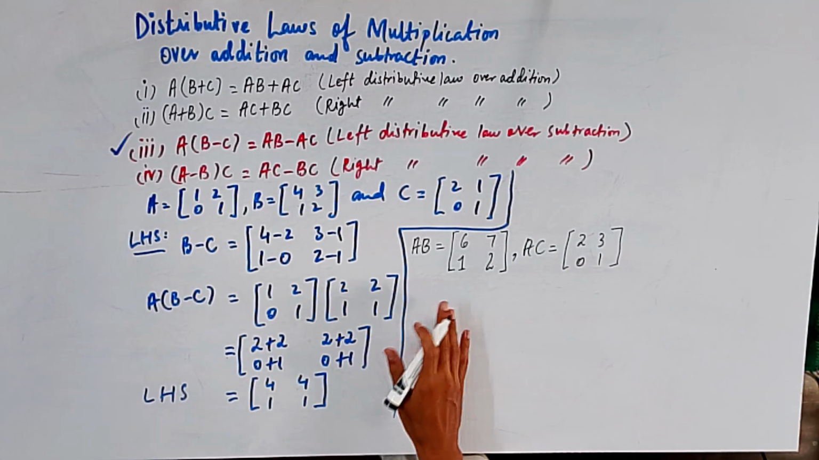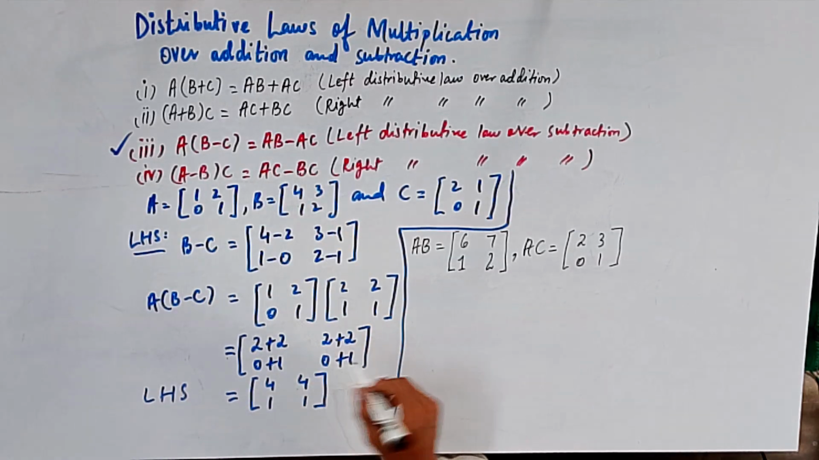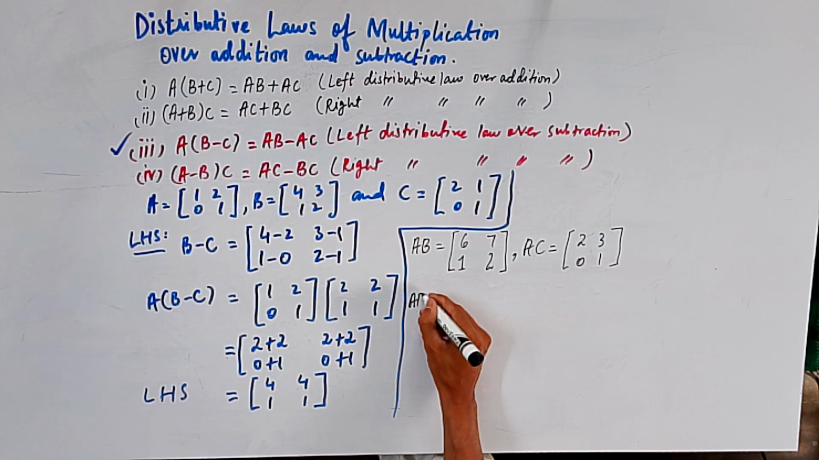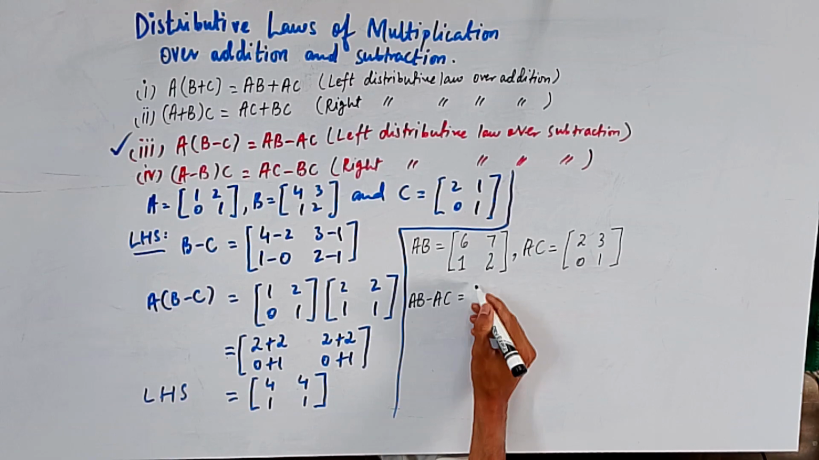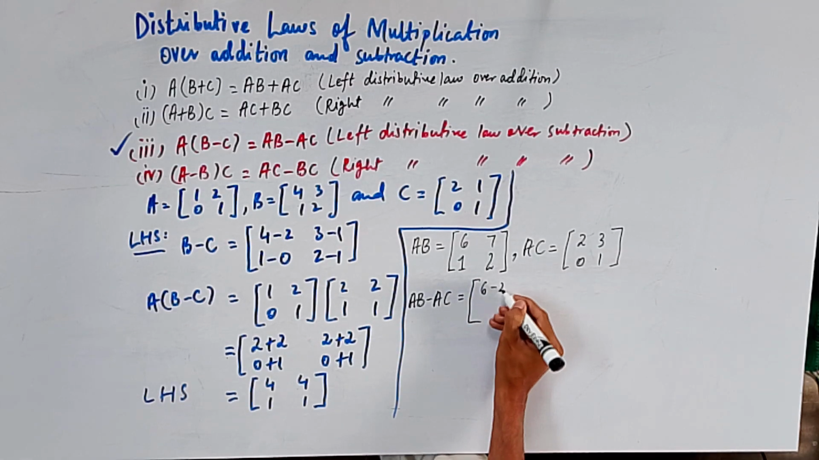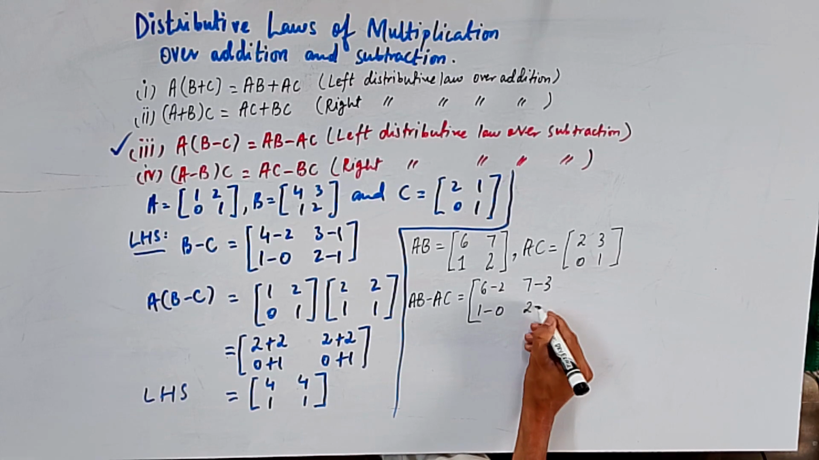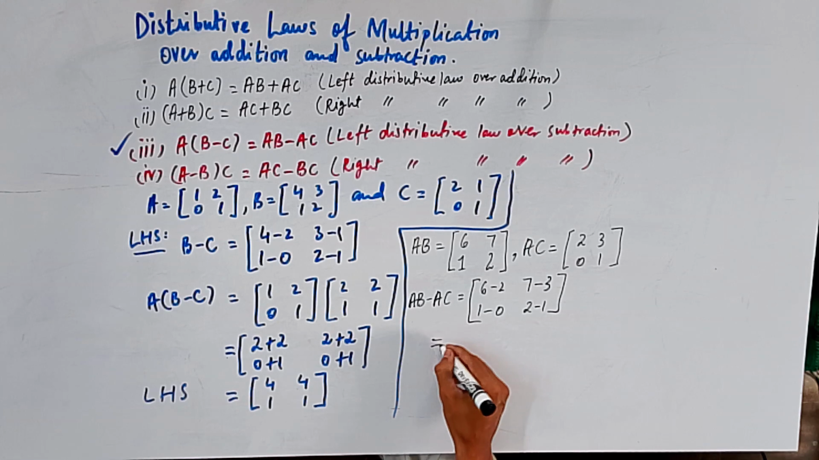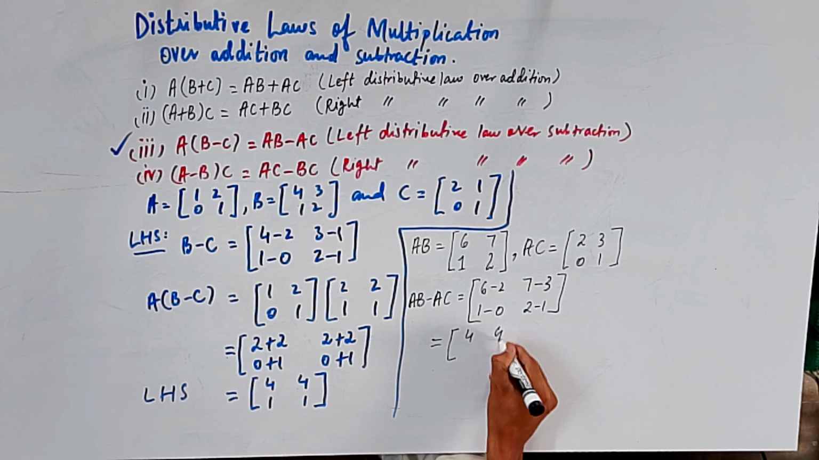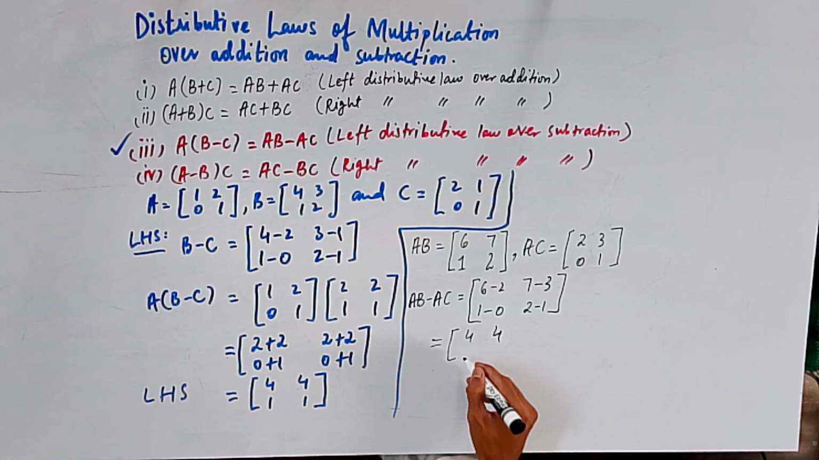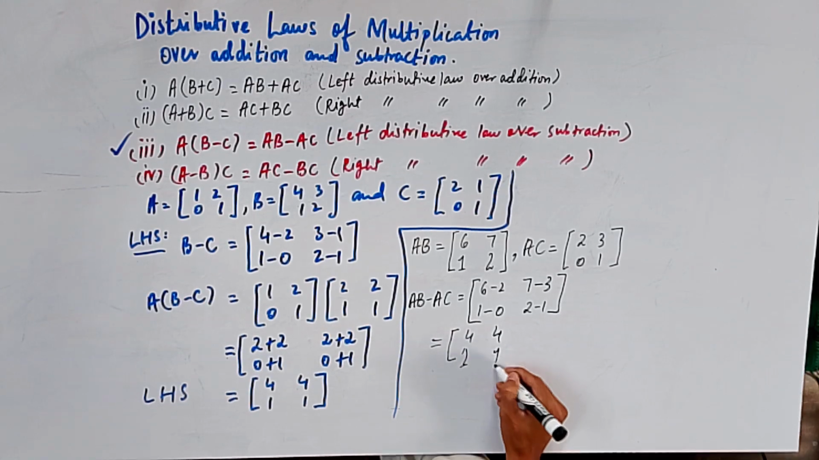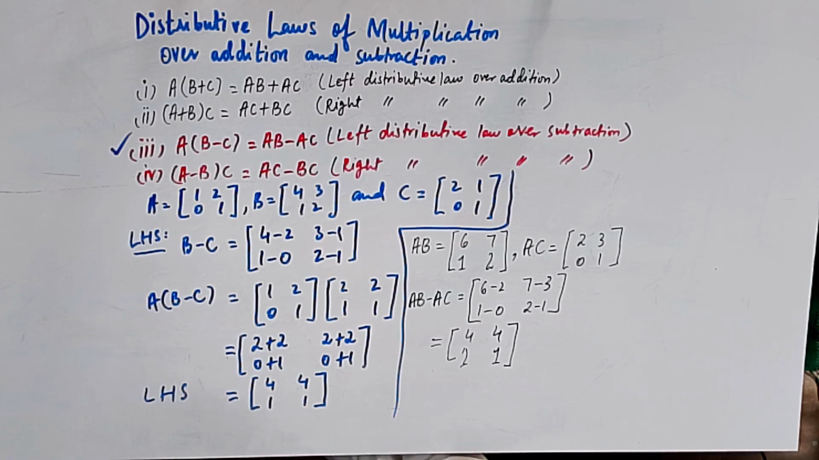Now you need to subtract them. Just writing AB minus AC. So AB minus AC: 6 minus 2, 7 minus 3, 1 minus 0, 2 minus 1. So you will get [4 4; 1 1]. So you can see over here that you are getting the same as left hand side. So left hand side is equal to right hand side. You have proved the law or verified the law.